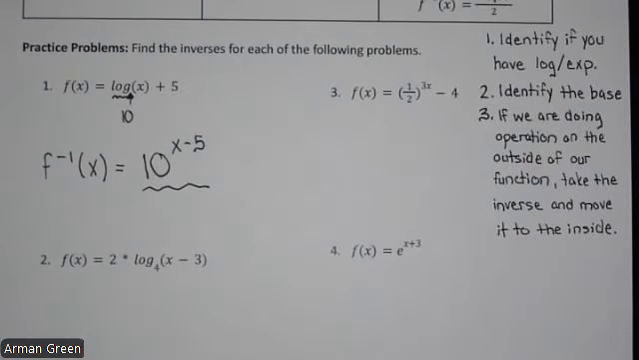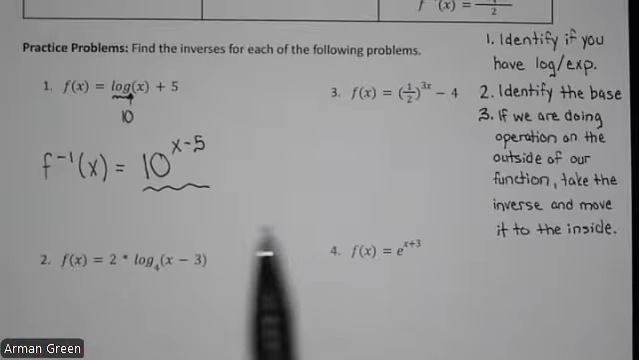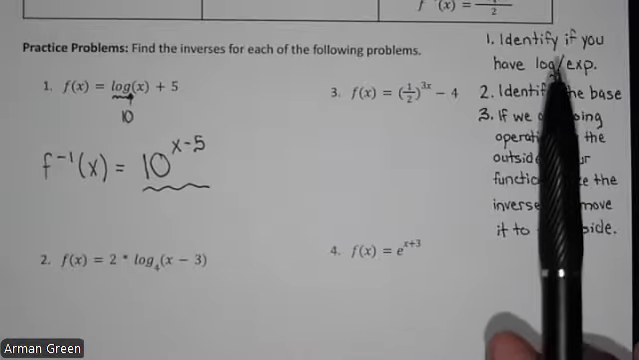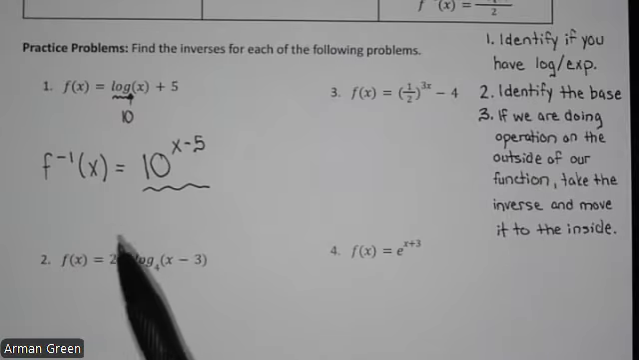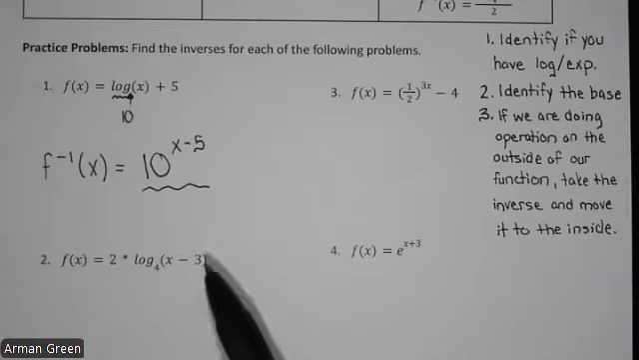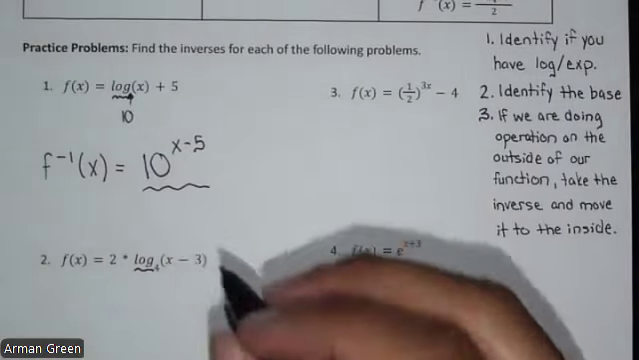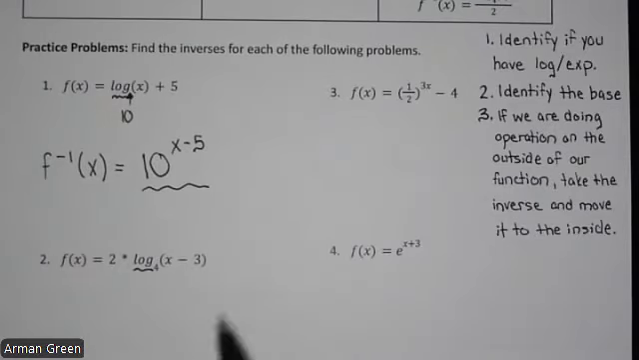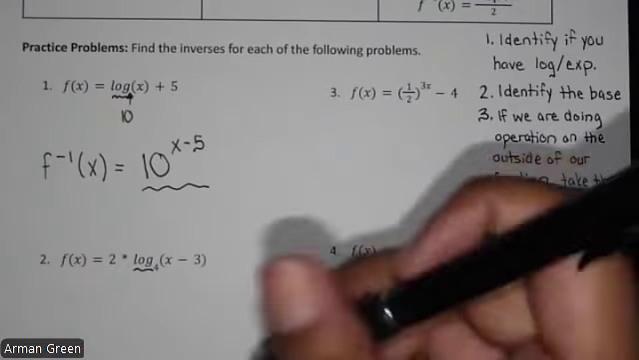So that is how we deal with any operations outside of our function. It's going to be the same thing if we have operations on the inside of our function as well, like number 2. So for number 2, we're going to follow these steps. First step, we identify if we have a logarithm or exponential. Same thing here, we have a logarithm because we can see that. Step 2 says identify our base.